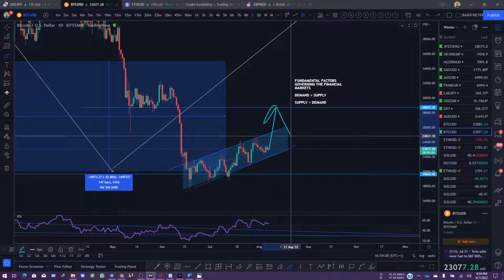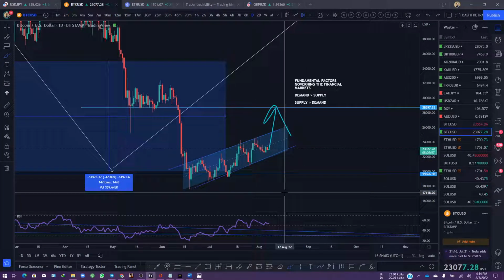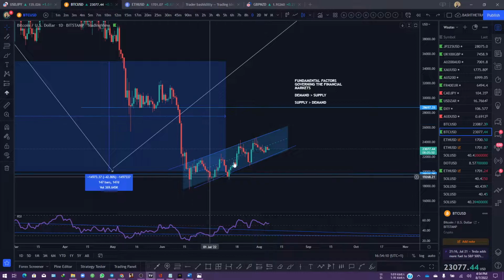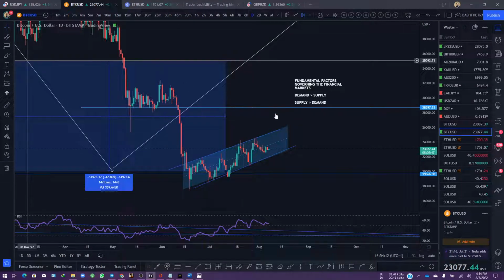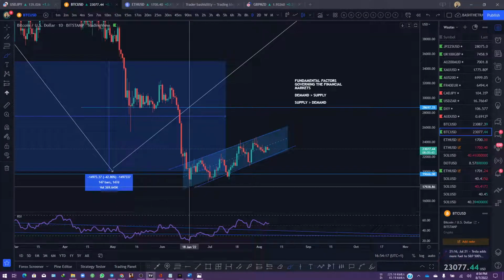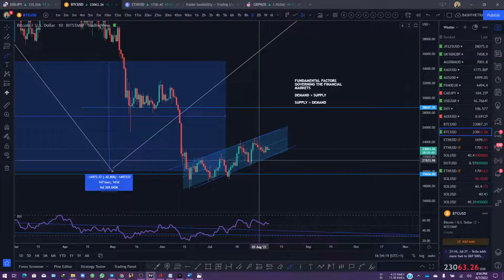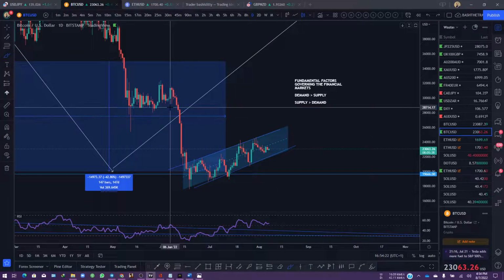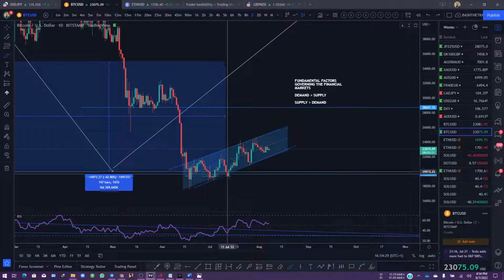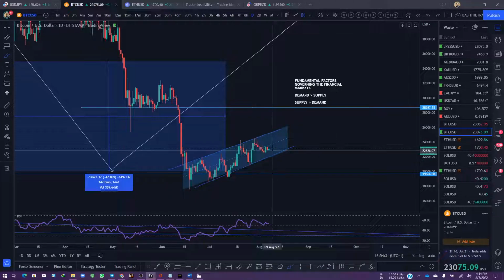So we're either expecting a breakout to the upside or a breakout to the downside. One has to happen, but currently my prediction is that Bitcoin is going to experience higher prices. As you can see in this channel, there has to be a breakout at some point. This has been going on for too long, since June all the way to August. From the 18th of June, supply was taking over demand, and then the sellers were out and the buyers slowly started to take over. So we're expecting a breakout to the upside.